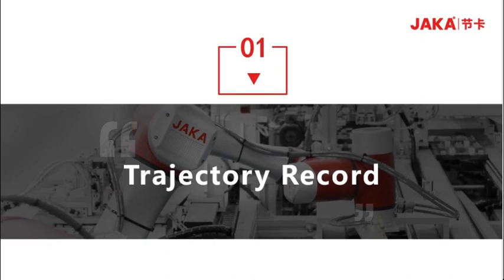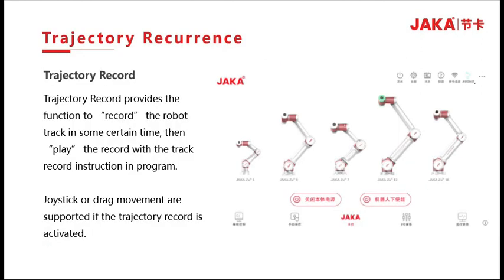Trajectory record. The trajectory record provides the function to record the robot track in a certain time. Then click play the record with the track record instruction in program. Let's have a look at the video, see how to use this function.